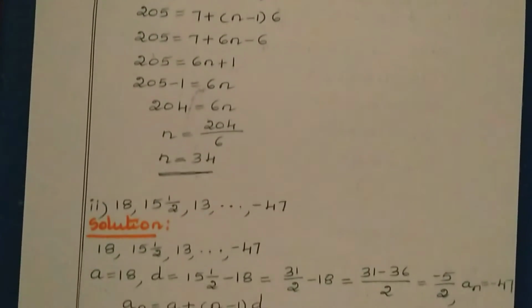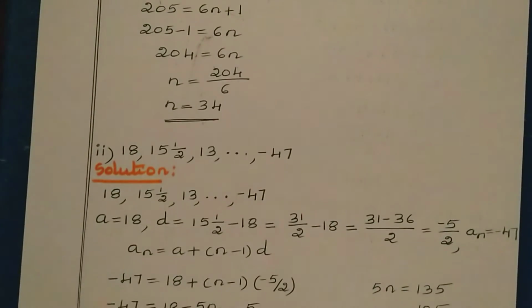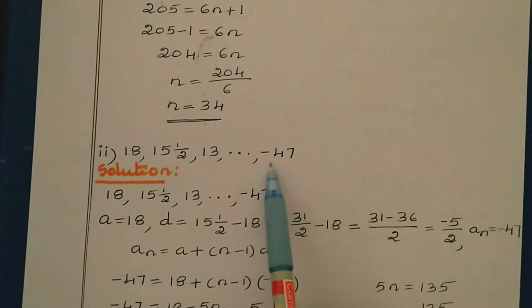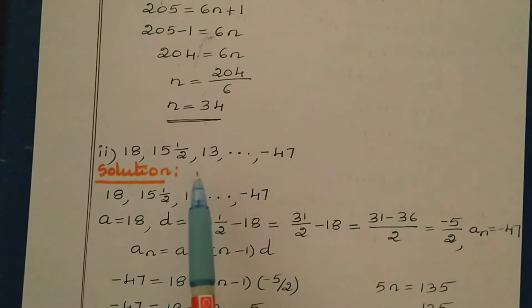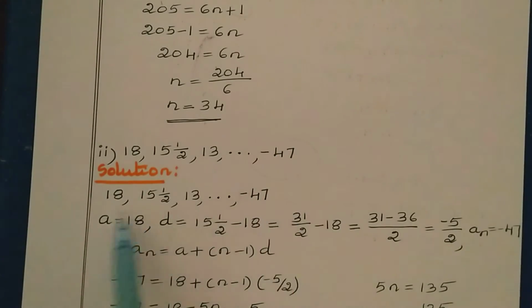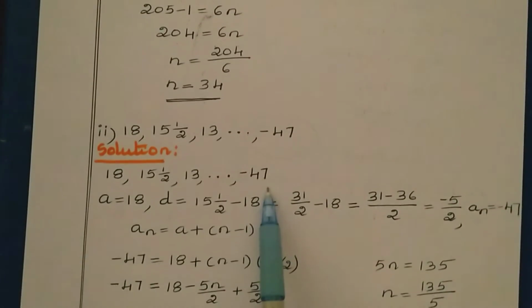Next, the second sub-question under question number 5. 18, 15 and a half, 13, up to minus 47. Here also we need to find the value of n, and they have also given the nth term an of the arithmetic progression. First let us write the given arithmetic progression.